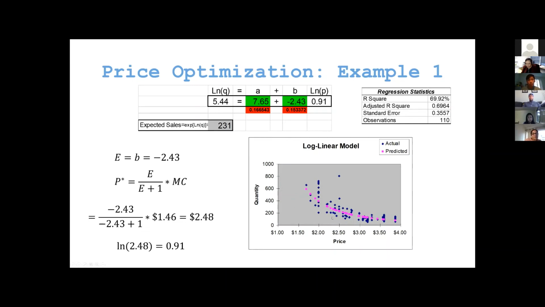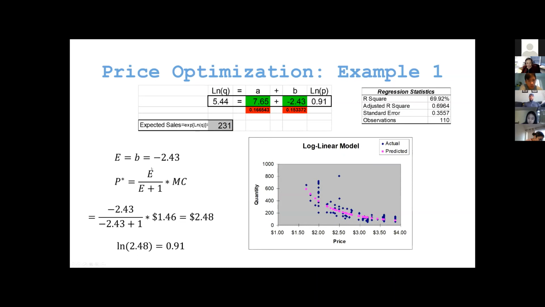Here's what we see. In this case, because we're using the log, whatever you estimated for B here, which is negative 2.43, is equal to our elasticity directly. So we're estimating that the elasticity of demand is negative 2.43, and it's assuming that it's going to be constant for all the data.